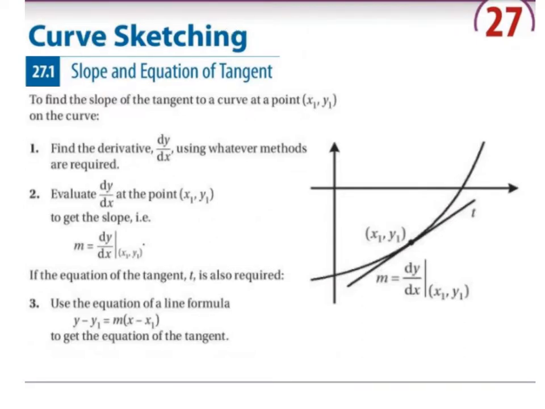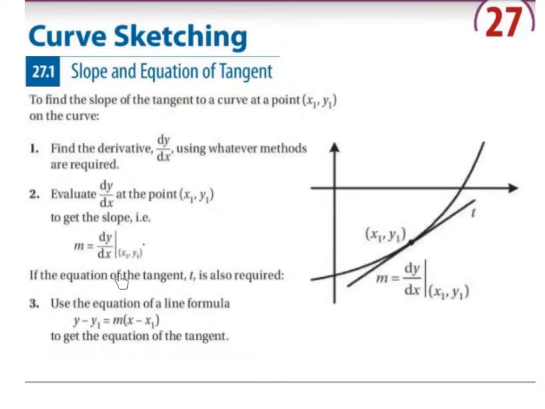Curve sketching. Slope and equation of tangent. To find the slope of the tangent to a curve at a point x1, y1 on the curve, step 1, find the derivative dy/dx using whatever methods are required. Step 2, evaluate dy/dx at the point x1, y1 to get the slope, i.e. m, the slope, equals dy/dx at the point x1, y1.